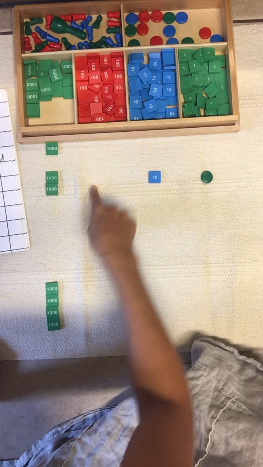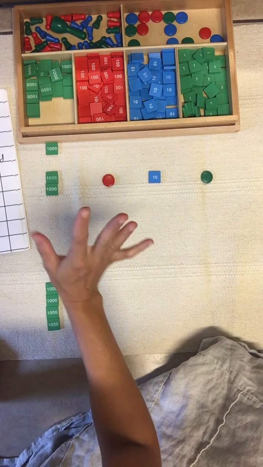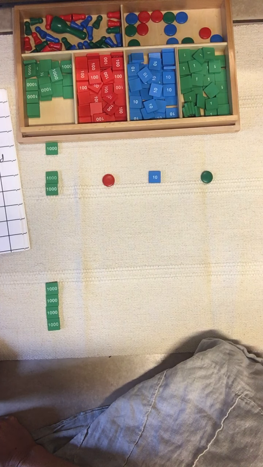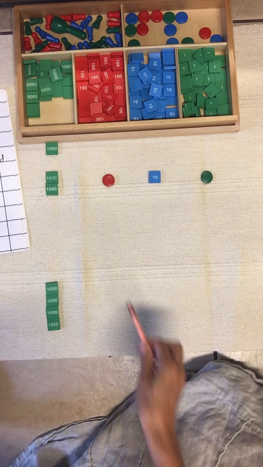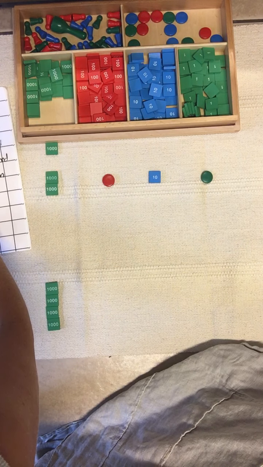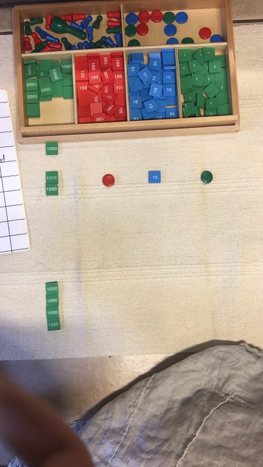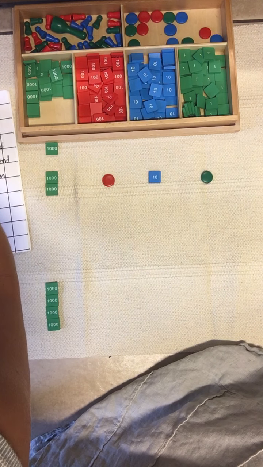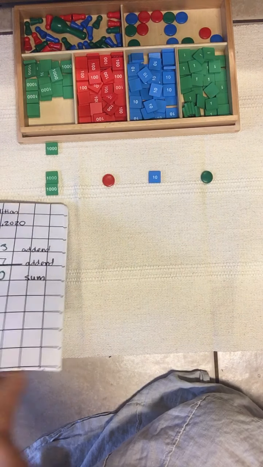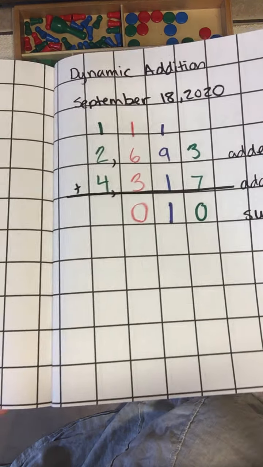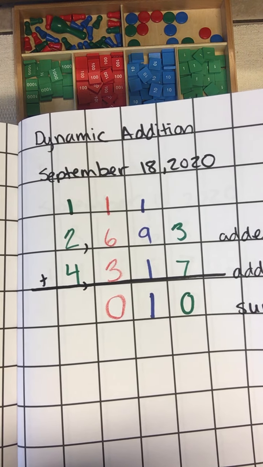There are no hundreds, so I'm going to go ahead and put my disc down since I have it. Then I'm going to stop and record what I just did. So I have 0 hundreds, and I exchanged 1,000. Let me show you what that looks like. Okay.